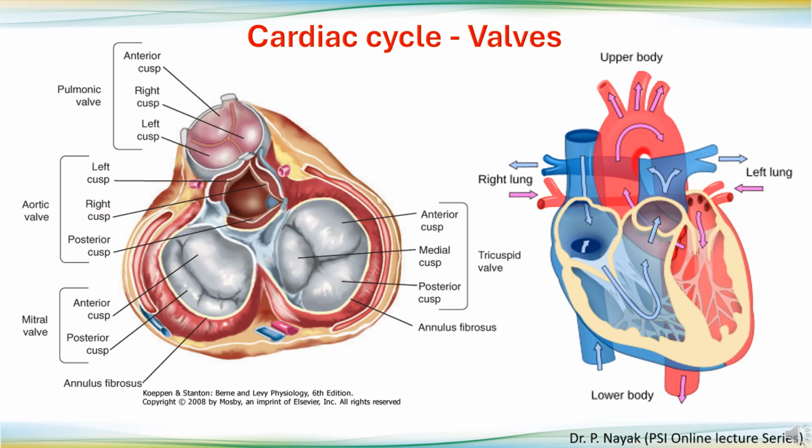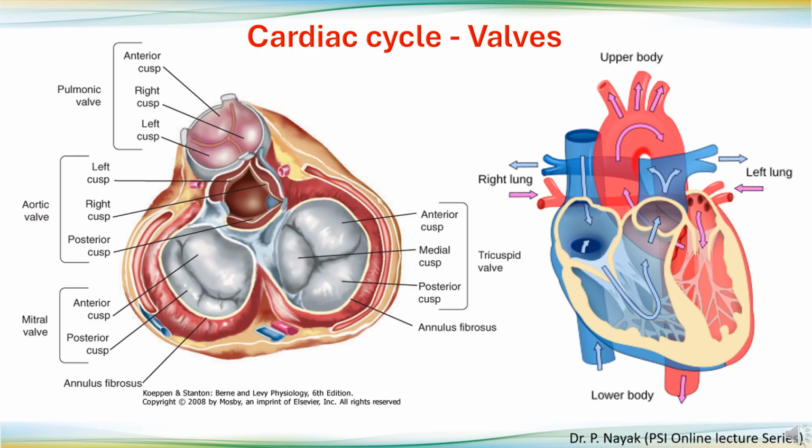The mitral valve, between the left atrium and left ventricle, has two cusps, anterior and posterior. It's the only bicuspid valve and plays a critical role in allowing oxygenated blood to enter the left ventricle. The aortic valve, located at the root of the aorta, has left, right, and posterior cusps. It opens during systole to deliver oxygen-rich blood to the systemic circulation.